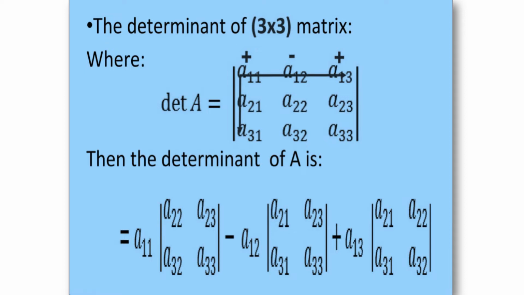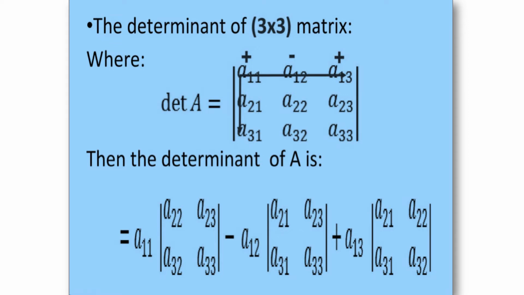So plus A11, and we take the determinant of that element. How do we find the determinant of that element? We see A11 lies in a particular row and column, so we delete that row and that column in which the element lies, and the resultant elements form the determinant of that element. As you can see on the slide, the first row consists of A11, A12 and A13. When we take A11, we delete the row and column in which A11 resides, and the resultant is A22, A23, A32, A33. Similarly, when we take A12, again A12 lies in a particular row and column.